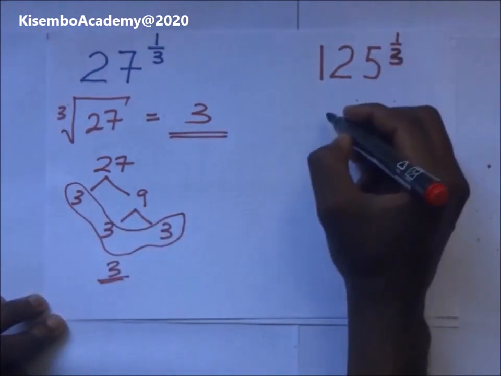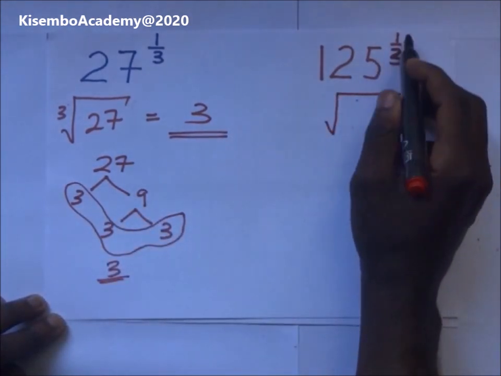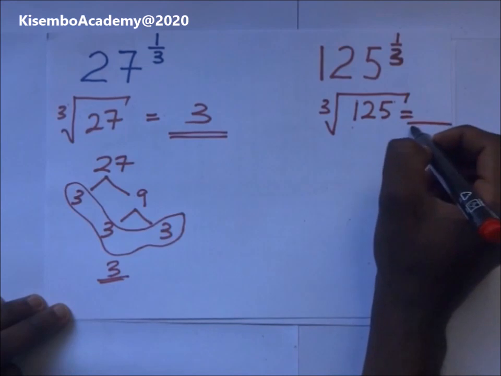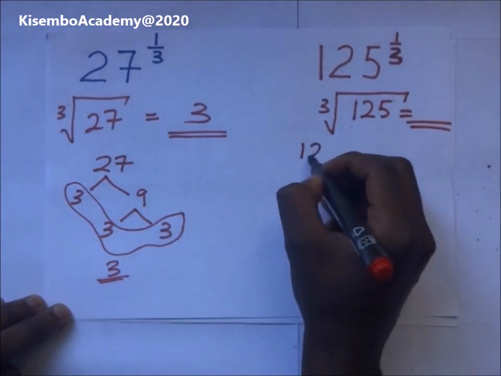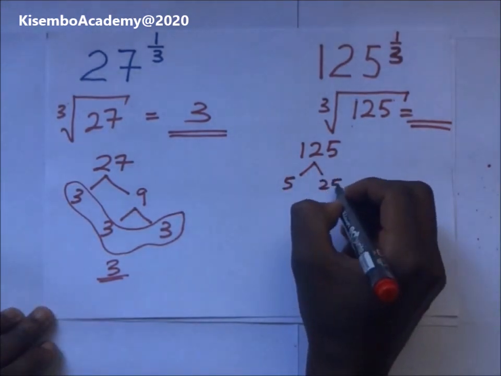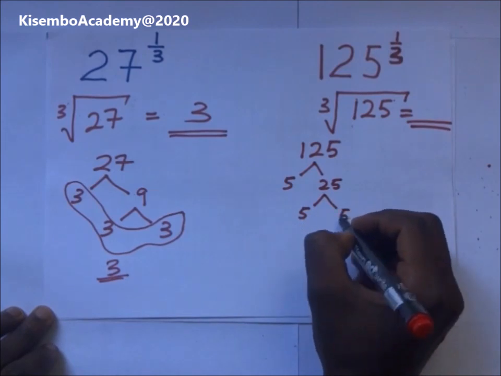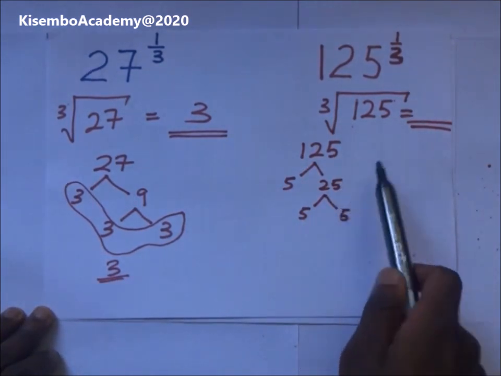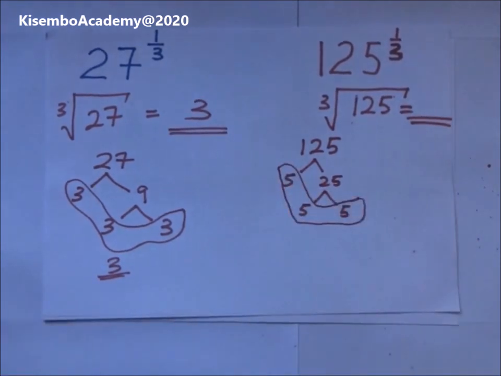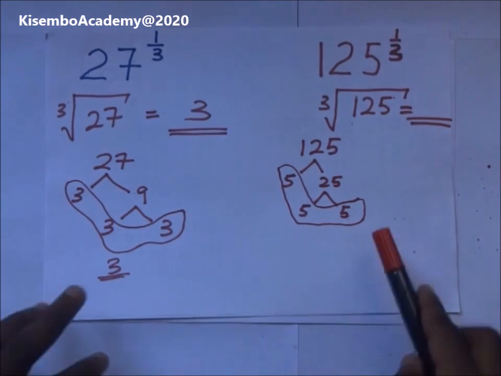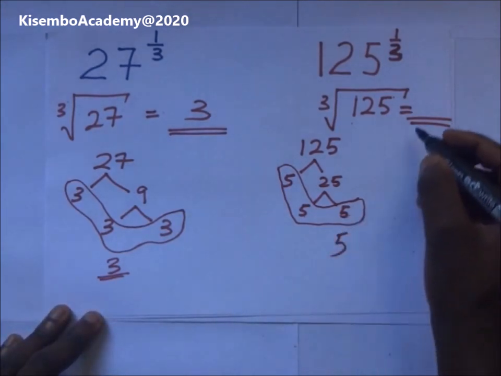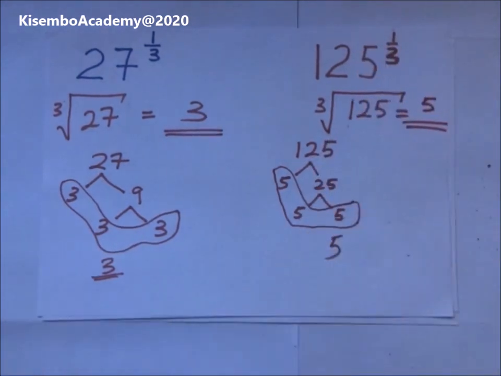Same as this, 125 to the power 1 over 3 is the same as the third root of 125. What's the answer? Let's look for the answer. So 125 by 5, we have 25. By 5, we have 5. So you group these factors in groups of 3's, since it's third root. And after grouping them in groups of 3's, from each group you pick one. So here we only identified one group, we pick one, and definitely the answer here is 5. So the third root of 125 is 5.